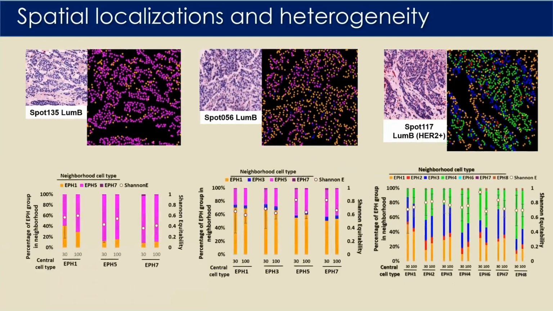We studied the neighborhood composition of 3 different breast cancers, 2 of which are luminal B and 1 luminal B HER2 positive cancer. From the presence of the color-coded cells, we can see that spot 135 on this upper left panel is very homogeneous, whereas spot 117 is the most heterogeneous. This is also reflected from the proportion of other EPH cell types in the neighborhood, as shown here by the bar graph. We also use Shannon equitability index to assess the diversity of the composition of the neighborhoods for these cells, and it showed that some cell types tend to be in more heterogeneous neighborhoods than others in the individual cores.